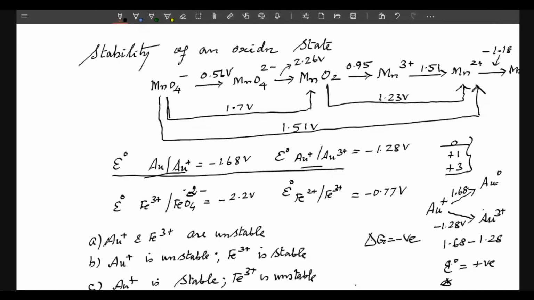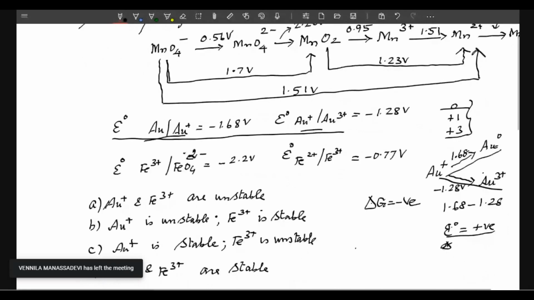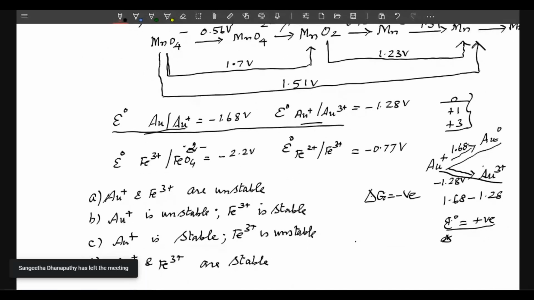potential and reduction potential. The sum of these two potentials is the net epsilon value. If it is positive, the reaction is possible. If epsilon naught is negative, the reaction is not possible. Therefore, from this itself, Au+ is unstable. Here Au+ is given as stable, therefore this answer is not possible.